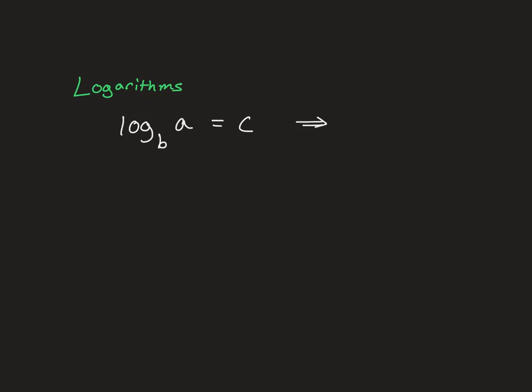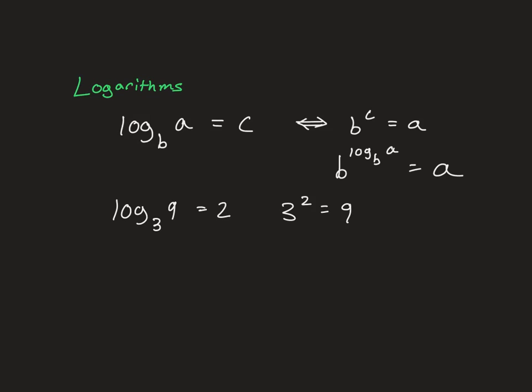this means that b raised to the power c equals a. Or b raised to the power log base b of a just gives you a. So it's kind of a way of undoing exponents, like the inverse exponent. So, for example, log base 3 of 9 is equal to 2, because 3 squared equals 9.